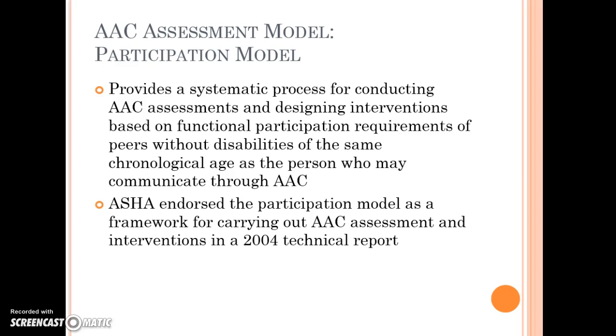If your client is a third grade student, you need to be aware of the communication strategies that are happening in the classroom and the vocabulary being used there, and make sure that your client also has access to that communication. So basically, this participation model just looks at what the individual needs in order to be able to participate like same age peers.